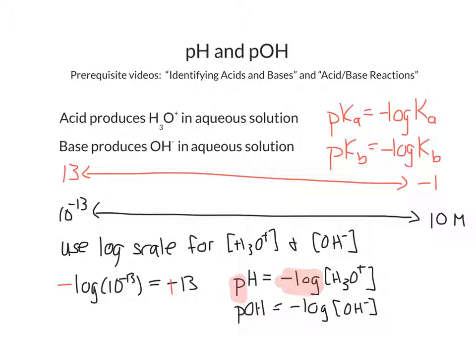So what you need to remember is that larger p-values mean a smaller concentration.